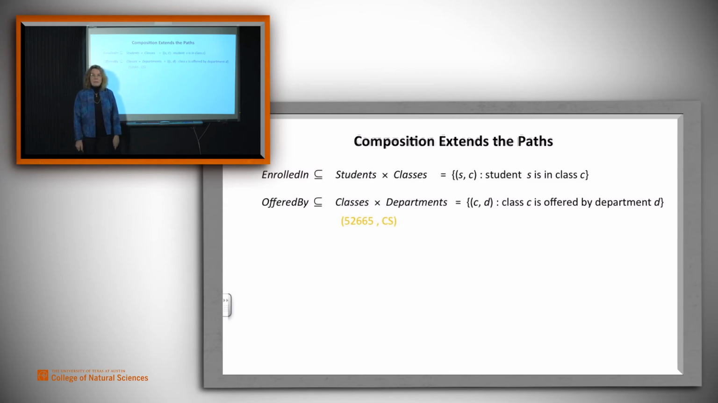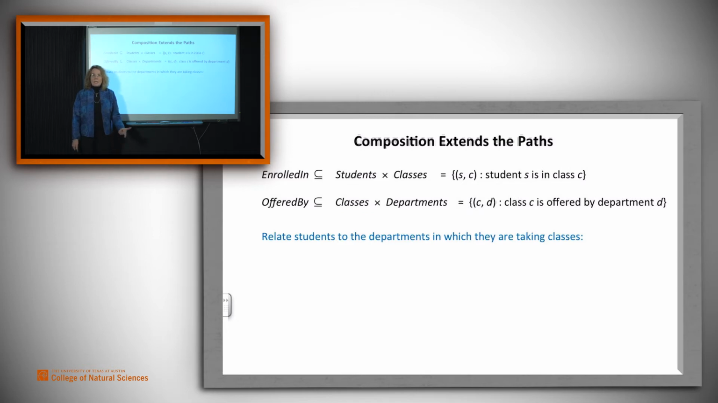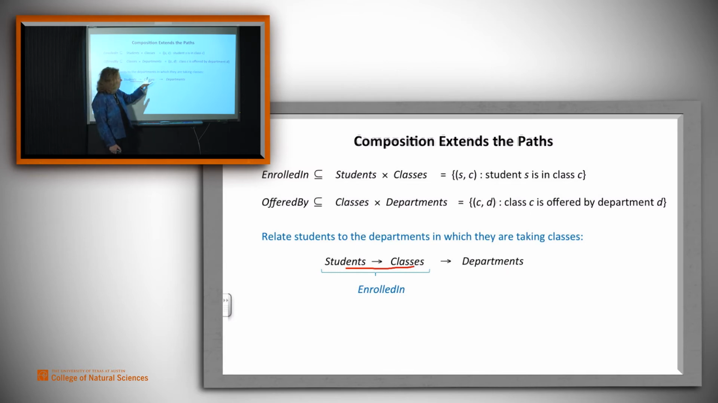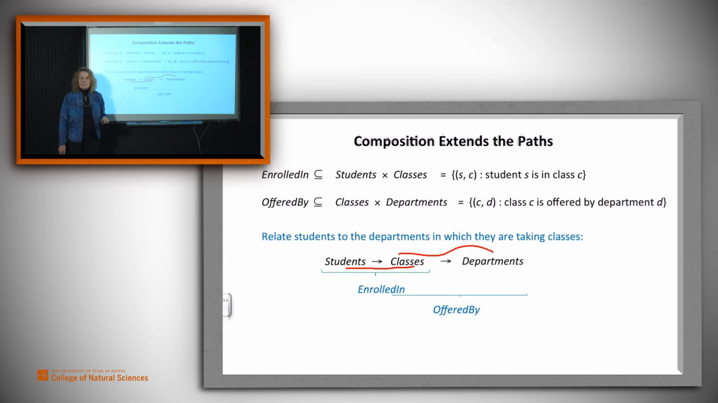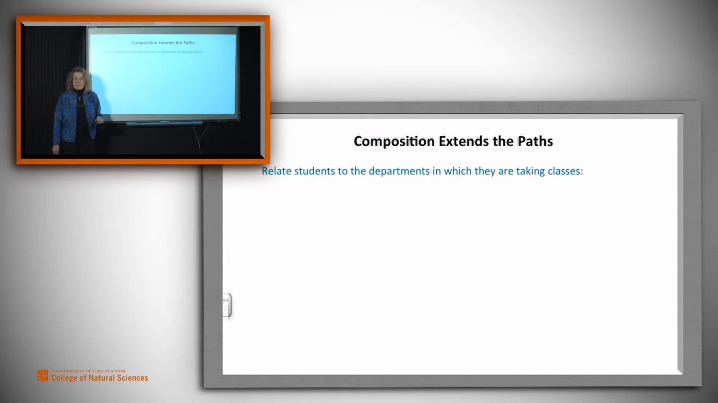Can we combine these relations? We'd like to relate students to the departments in which they're taking classes. So Carrie may be taking CS and math or whatever. And how do we do that? Well, we know how to relate students to classes, right? That's enrolled in. And we know how to move then from classes to departments. That's offered by. Do we have a way to combine these? And the answer is yes. Let's see how to do it.